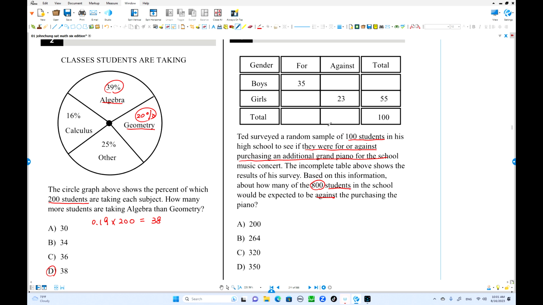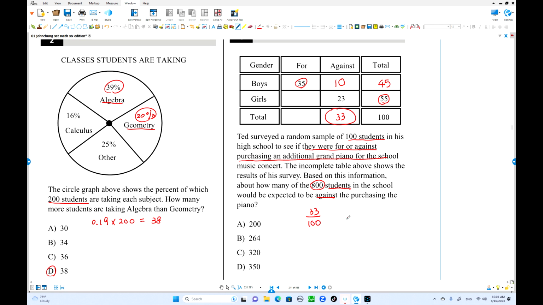Now let's find how many students are against. This is 45, fill out. This is 55, this is 40, oh, this is 35, this is 10. So 10 plus 23 is 33. So we have 33 out of 100 who are against.